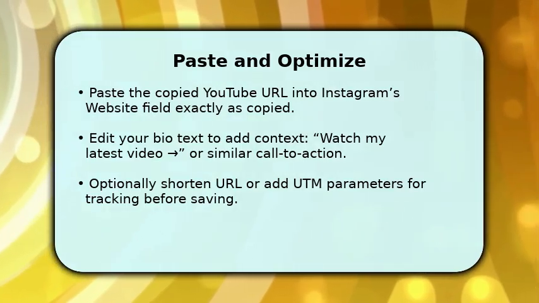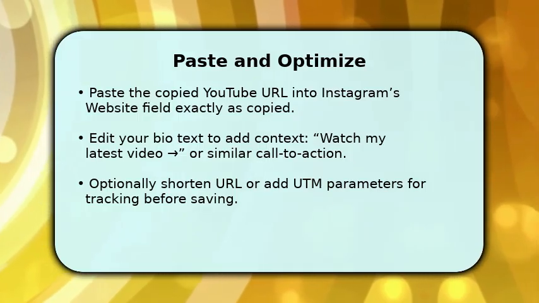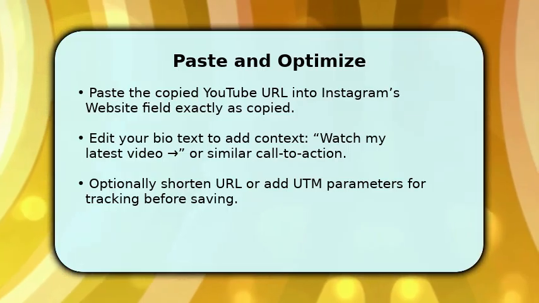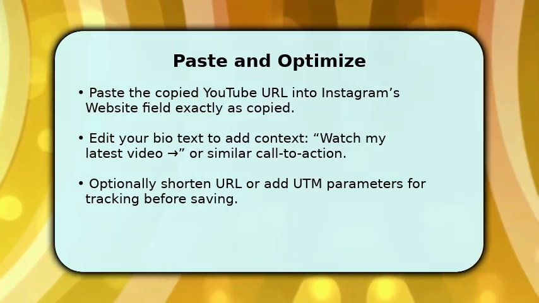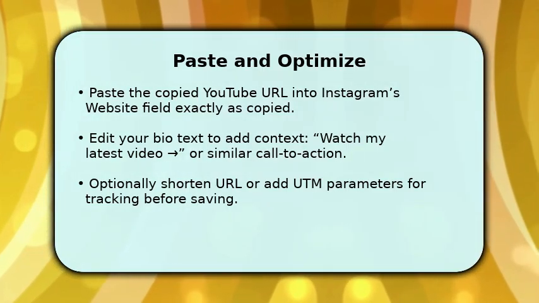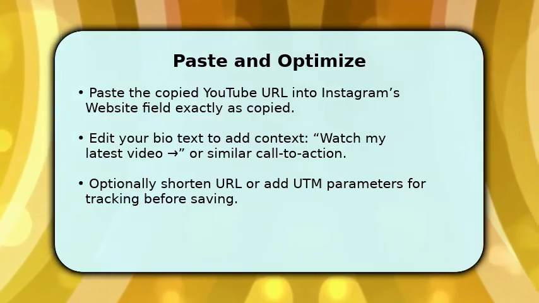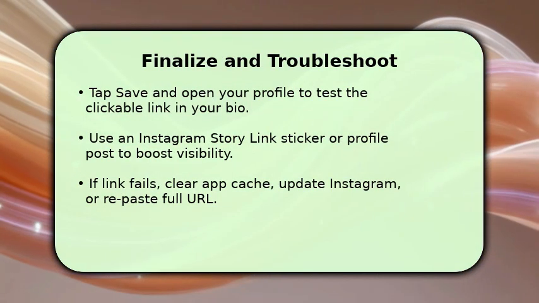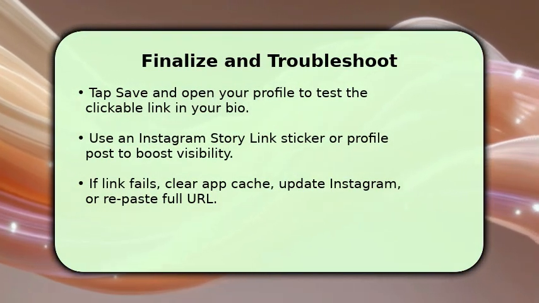If you want analytics, append UTM parameters or use a short, memorable redirect before you paste. This helps measure clicks. Once the link and bio text look right, hit Save at the top right. Make sure to double-check formatting and spacing to avoid broken links. Finish by saving your profile and immediately test the link by tapping it on your public profile view.